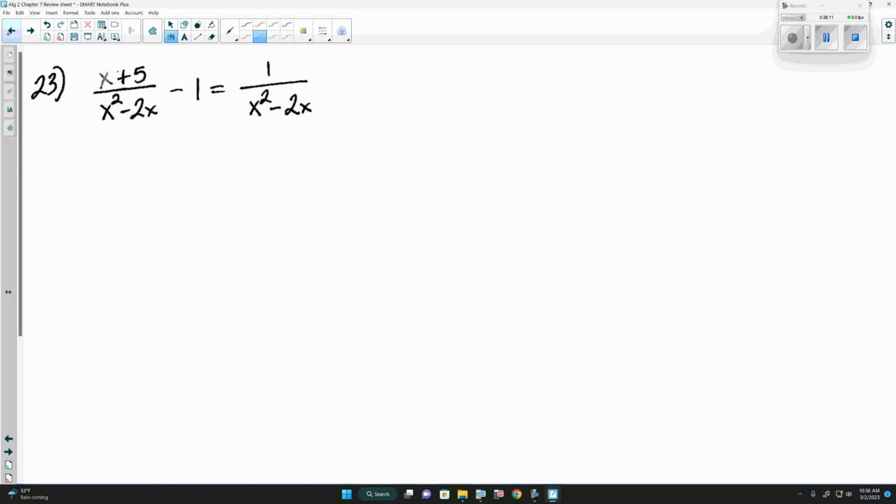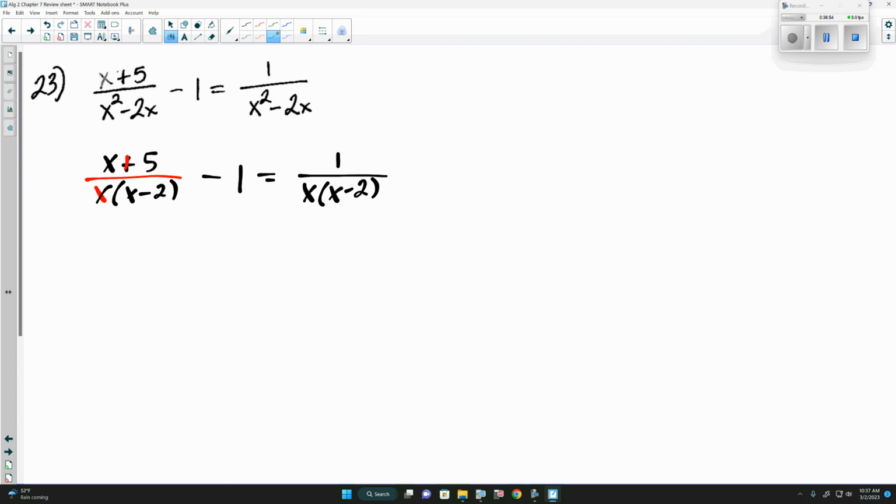Can we do 23? Now, with 23, we'll need to factor this here and go from there. So x squared minus 2x has the greatest common factor of x. So both of them, we have to factor it out. So x squared minus 2x, we factor the x out, and we get x times x minus 2.